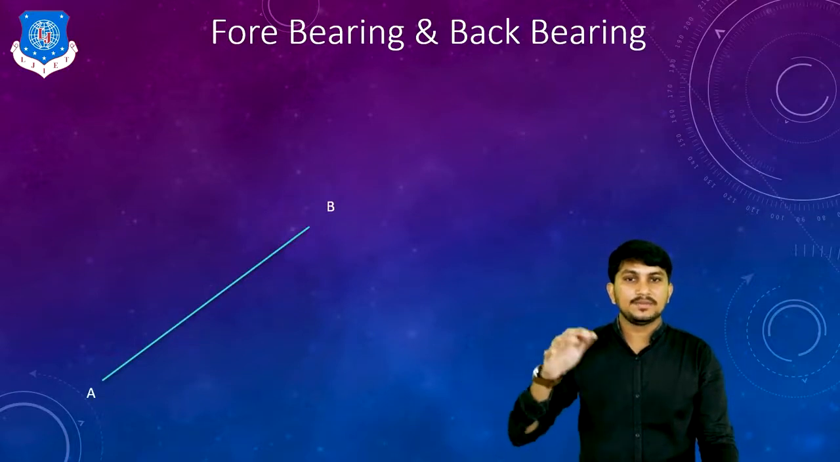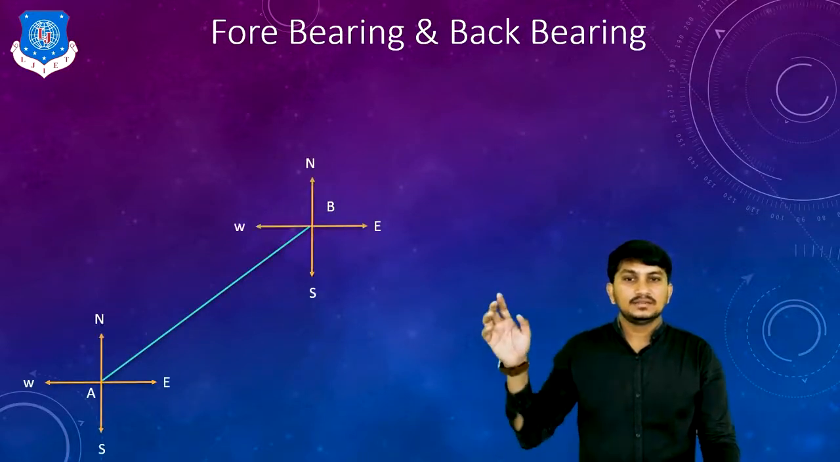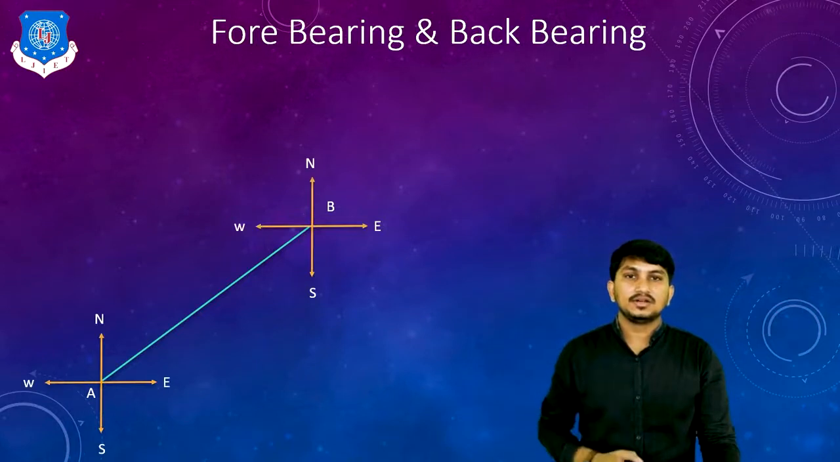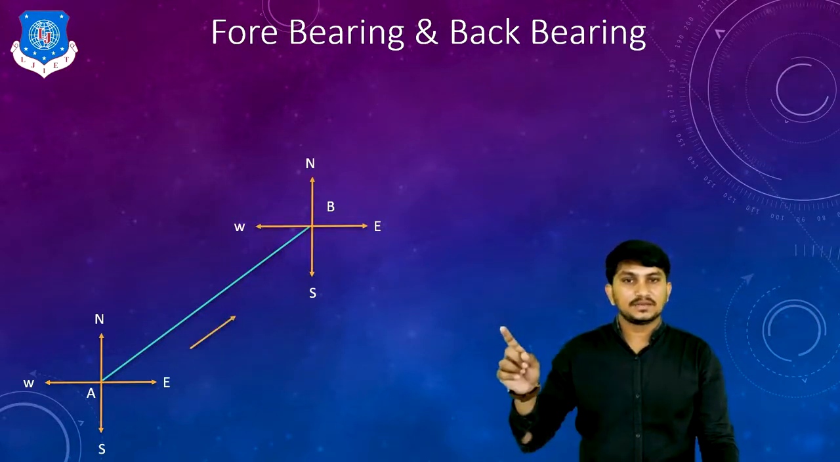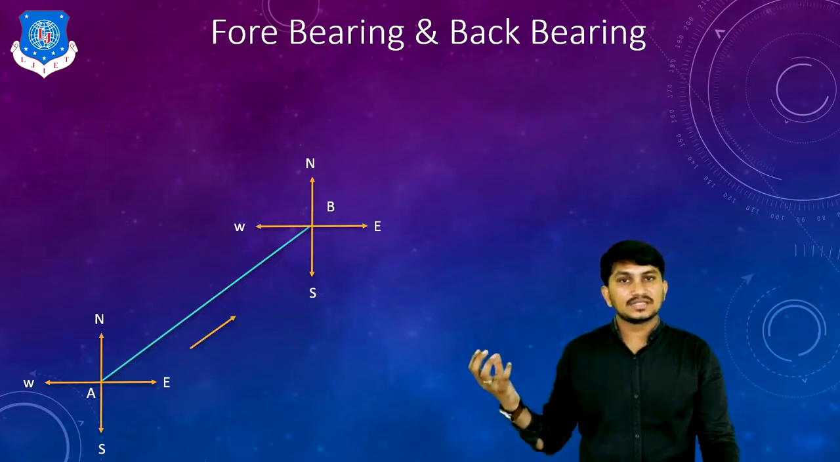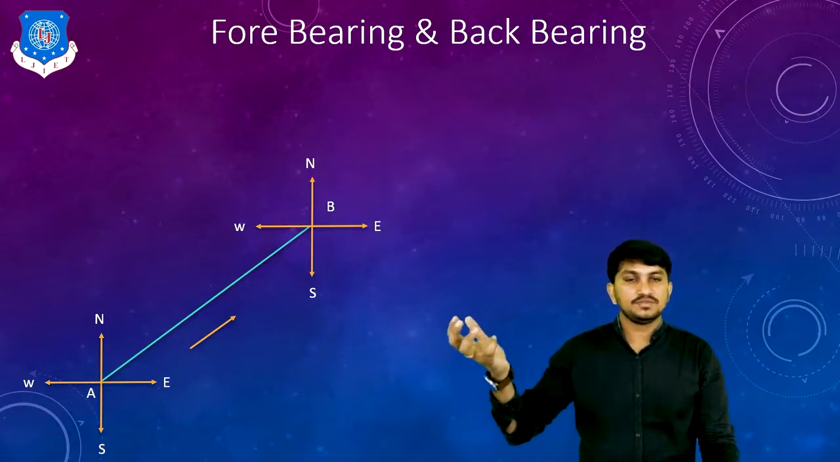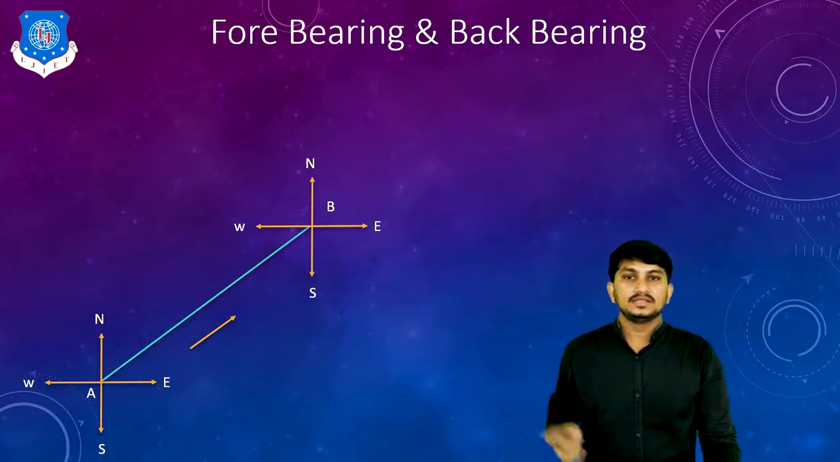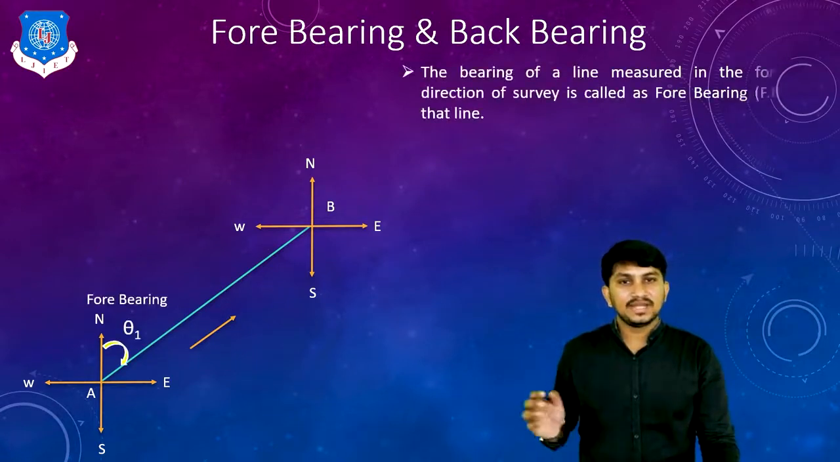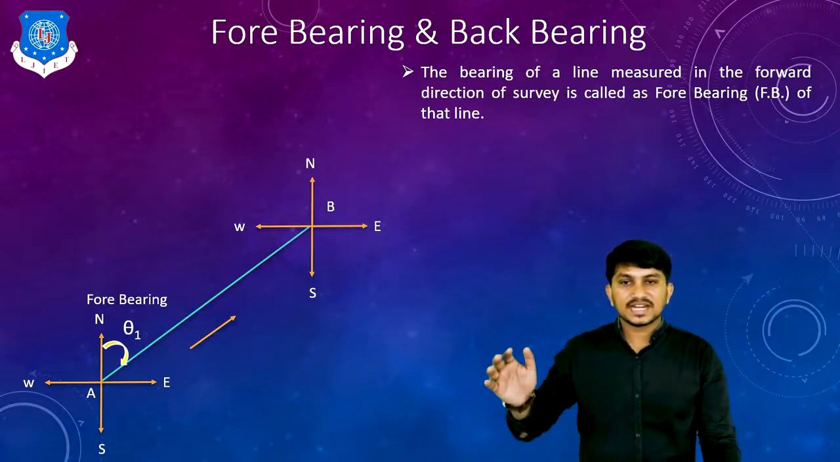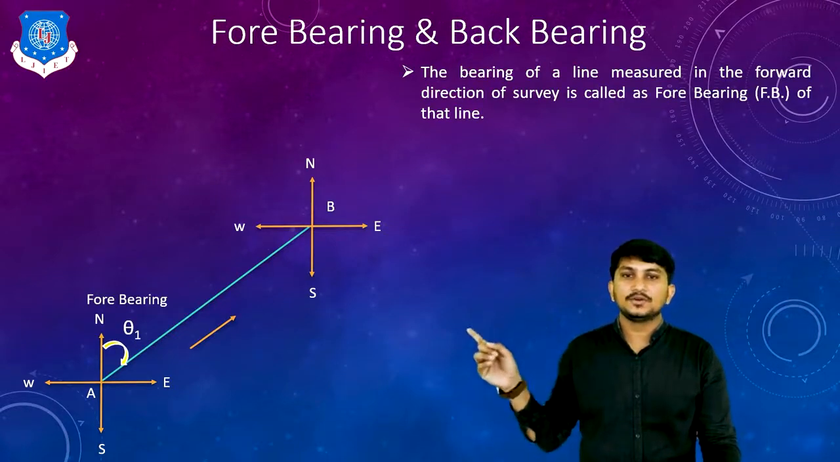Suppose there is a line AB. For that, we have the compass directions, north, south, east, west. This is the direction of the survey. Means we start our surveying from station A to station B and then station C. If the bearing of the line is measured in the forward direction of the survey, it is called forward bearing or FB of that line.